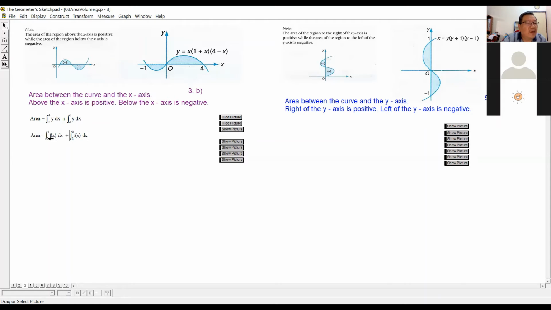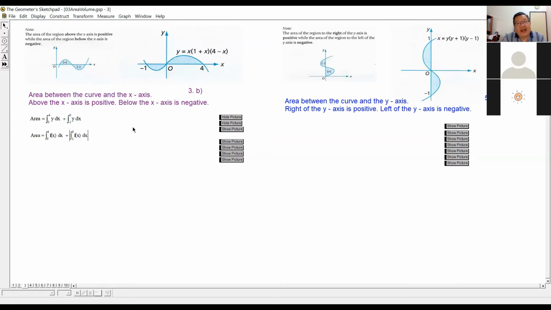The part from 0 to 4 will give me a positive value, so I just leave it as it is. But the part from -1 to 0 will give me a negative value. So I put a modulus sign, the absolute value sign, there, so that if I get a negative value, you just change it to a positive value, so that you can add the two together. Otherwise, one positive and one negative, when you add them together, probably they become 0 or less.